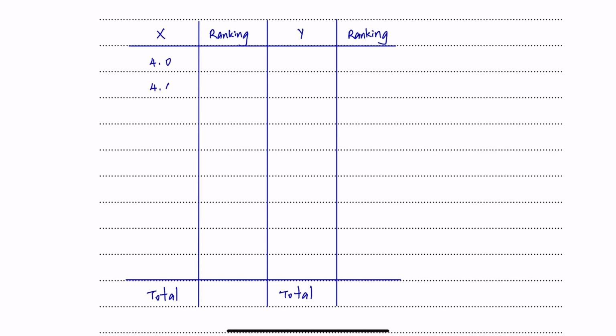4.0, 4.6, 4.7, 4.8, 5.0, 5.2, 5.6, 5.8. And for Y, we have 4.5, 4.9, 5.1, 5.3, 5.4, 5.7, 5.9, 6.3, and 6.4.